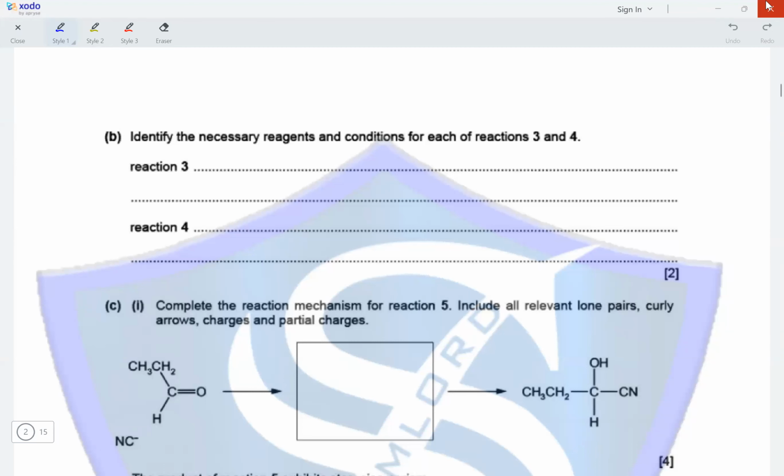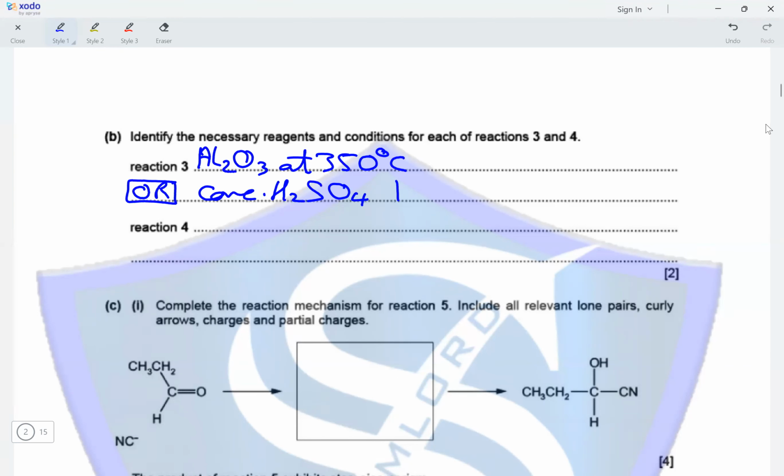Identify the necessary reagents and conditions for reactions 3 and 4. So reaction 3 is conversion of propan-1-ol into an alkene. So that means dehydration is taking place. So we can either have Al2O3 at 350 degrees Celsius carrying out the dehydration, or we could have concentrated H2SO4 at 170 to 180 degrees Celsius carrying out the dehydration.